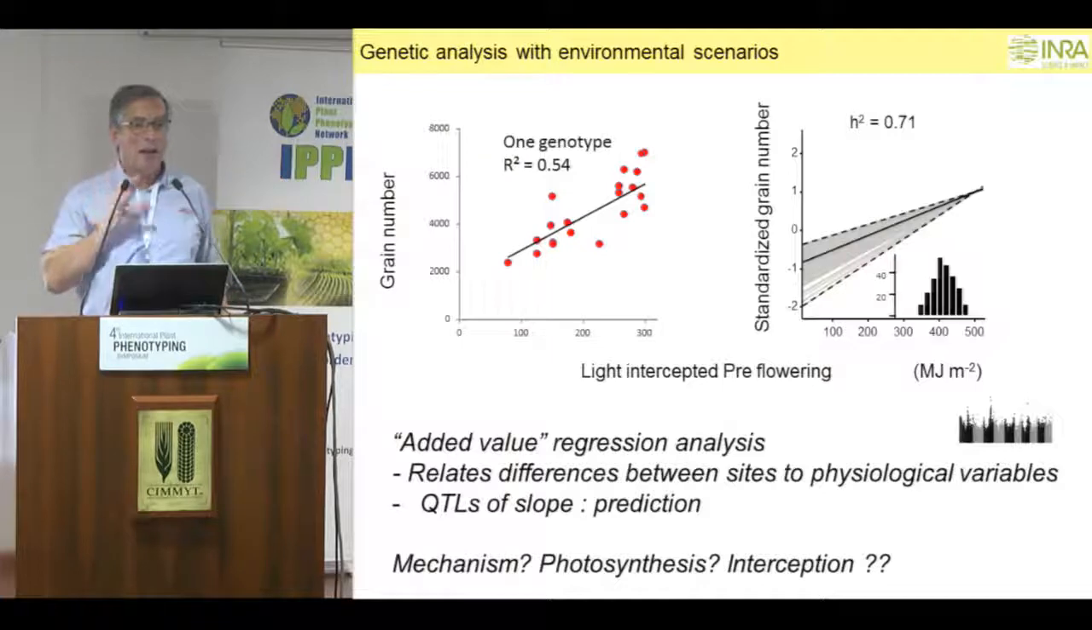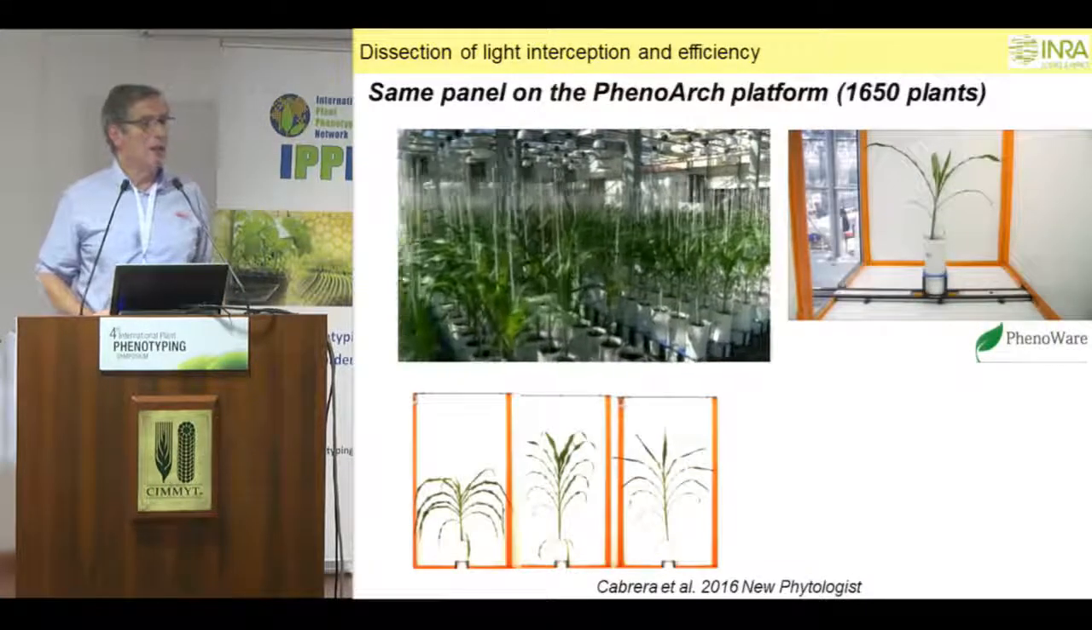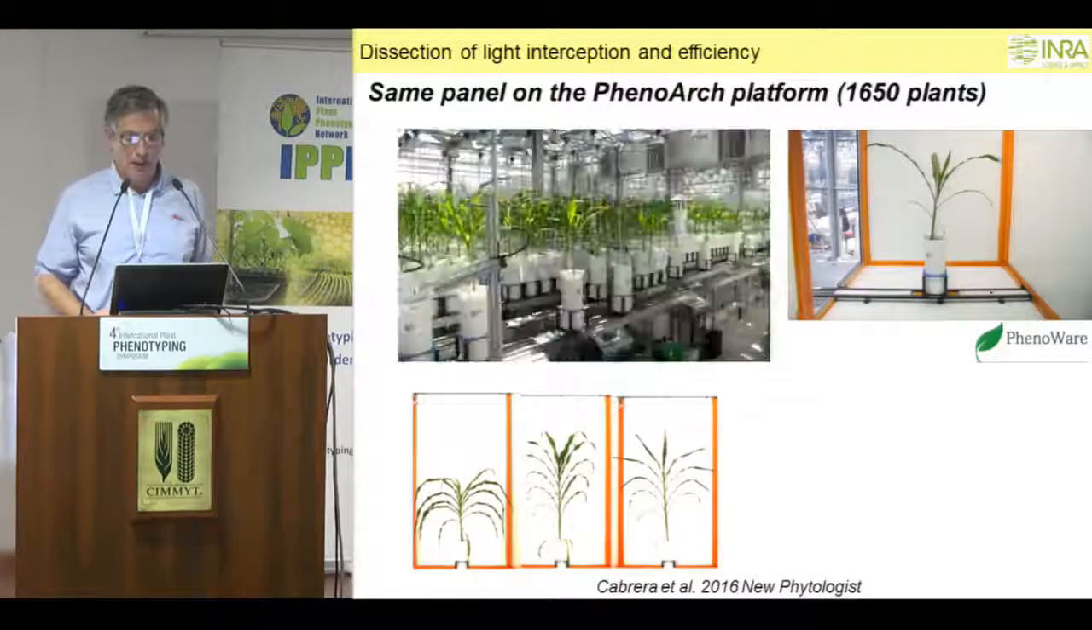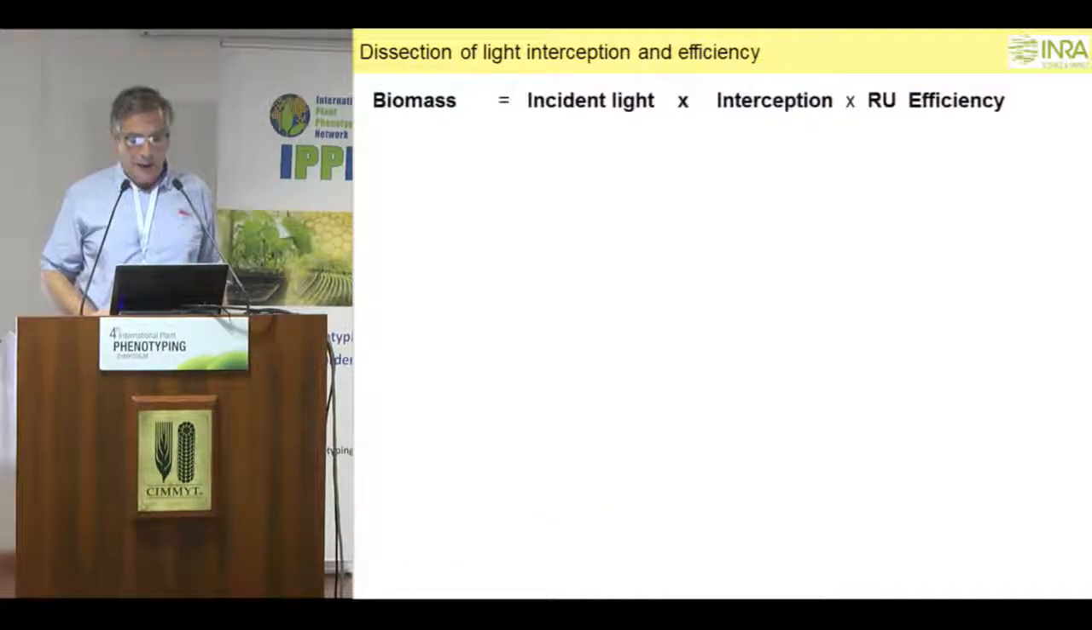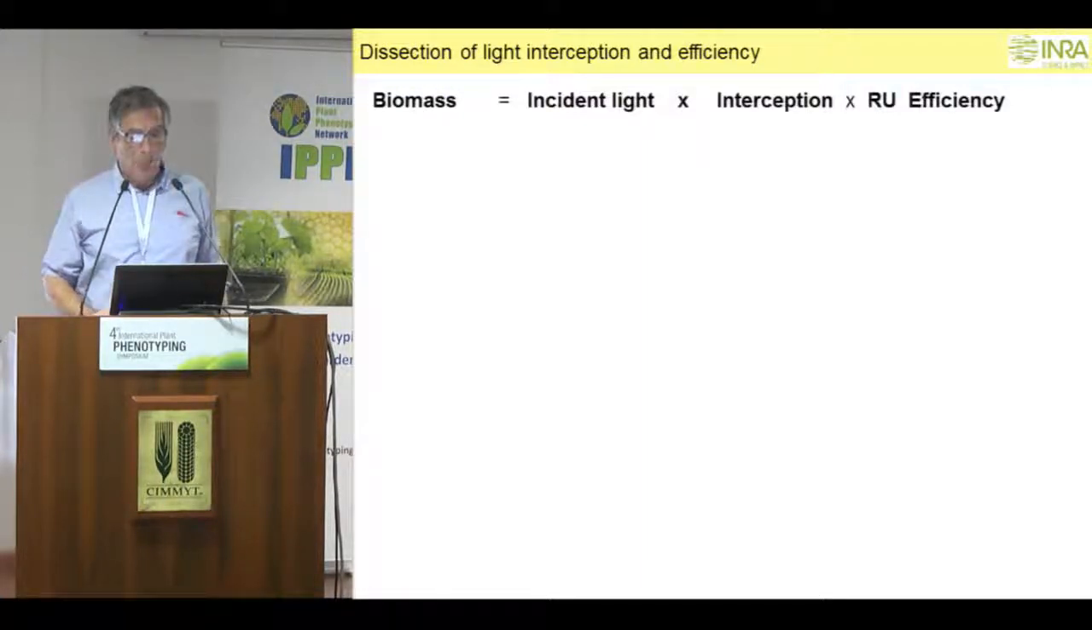I think we cannot really do that in the field, and that's why we also have a high throughput platform. This is exactly the platform that Jorens presented this morning, so I won't present it again. This equation was presented as well. We decompose biomass into incident light interception and radiation use efficiency. Radiation use efficiency is a proxy for photosynthesis. And we try to do that in the platform with exactly the set of methods that Jorens has presented.